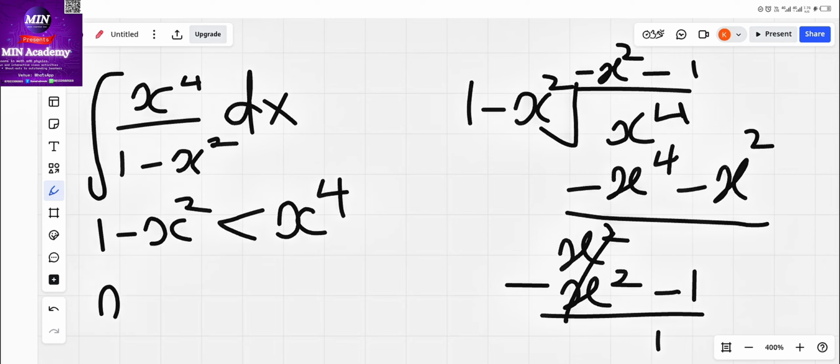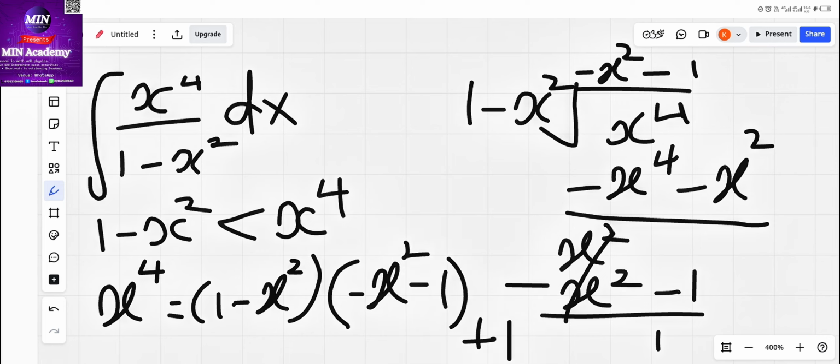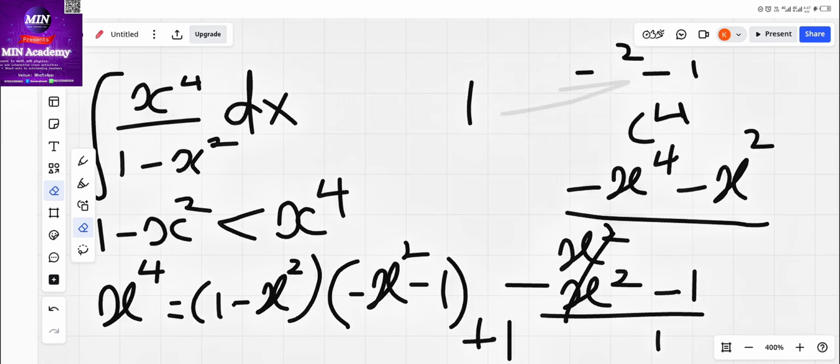And after doing this, we know that the dividend, x raised to power 4, must be equal to the divisor multiplied by the quotient, and then we add the remainder to it. So everything on the right hand side is equal to the left hand side. This is a basic rule and it is proven.